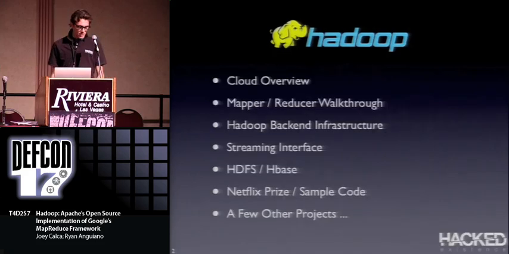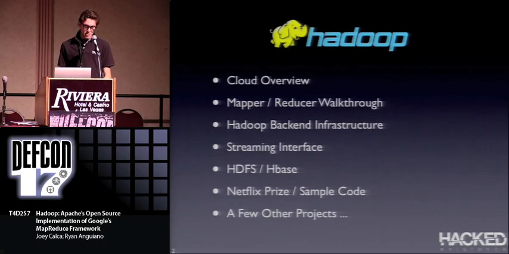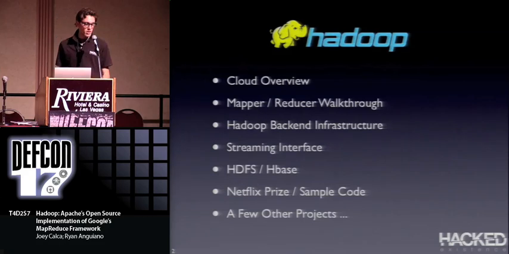We're going to give you a brief overview of clouds, definitions of Hadoop clouds, things that they do. The MapReduce walkthrough: we're going to talk about what a mapper is, what a reducer is, what they're doing, how we're utilizing them. A little bit about Hadoop's backend infrastructure, like the master nodes, Jobtracker, distributed cache, things of that nature. The streaming interface, standard input-output, and how things you create in the Hadoop framework are portable to other languages.